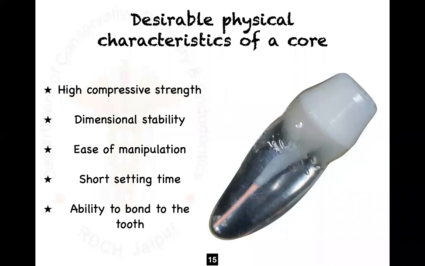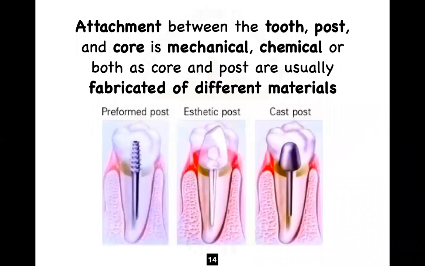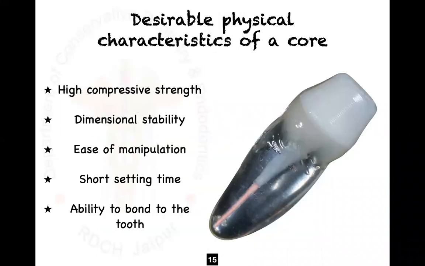As you can see in the image, we have placed the aesthetic post that I discussed right now. Aesthetic मतलब वो metal नहीं होगा. It will be non-metal. So we placed the aesthetic post. On top of it, we have done a core buildup, and uske upar we will be giving a crown. So desirable physical characteristics of a core are it should have high compressive strength, dimensional stability, ease of manipulation, short setting time, and ability to bond to the tooth.